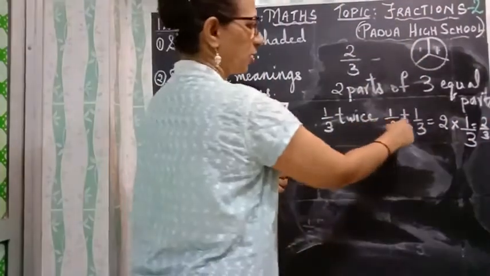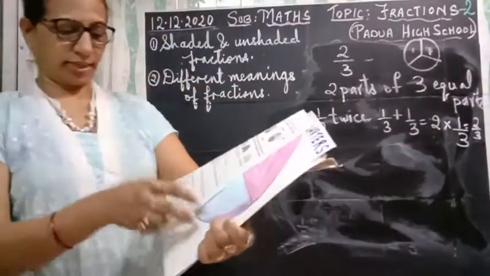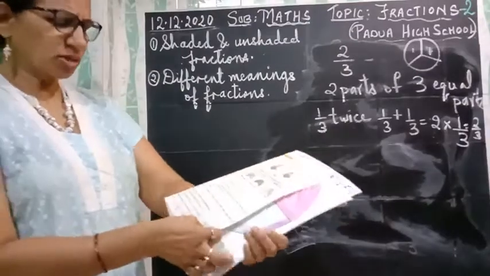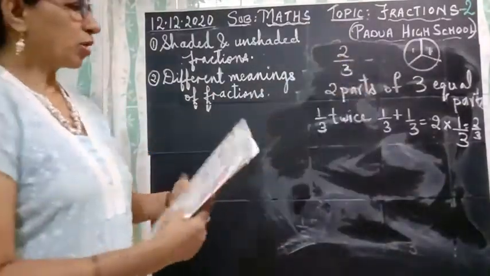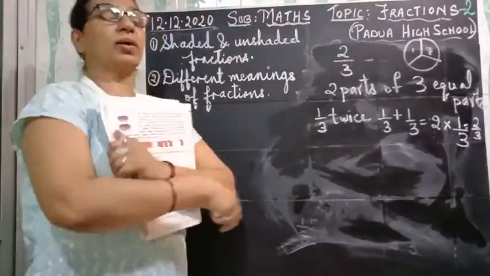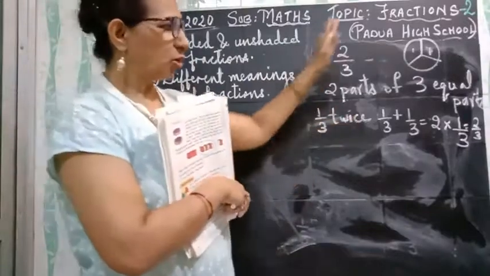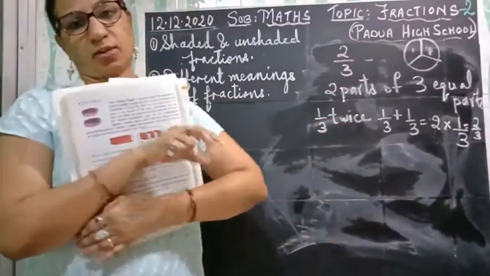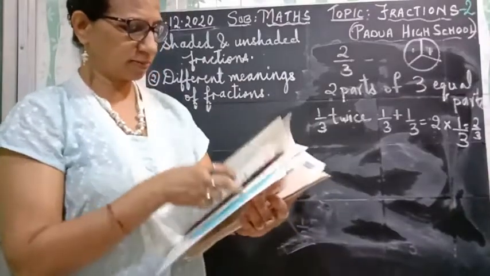So when you add 1 plus 1, 2 upon 3, the same thing you are getting. So that is how, children, you can write fractions in different ways. What happens is, when you equally divide 2 objects among 3 people, then you will get this sort of fractions.